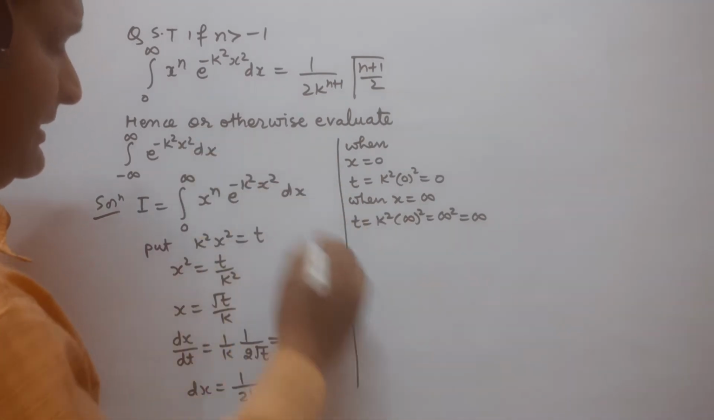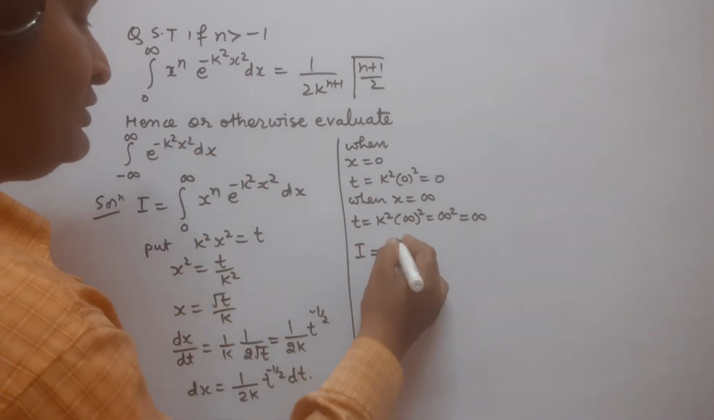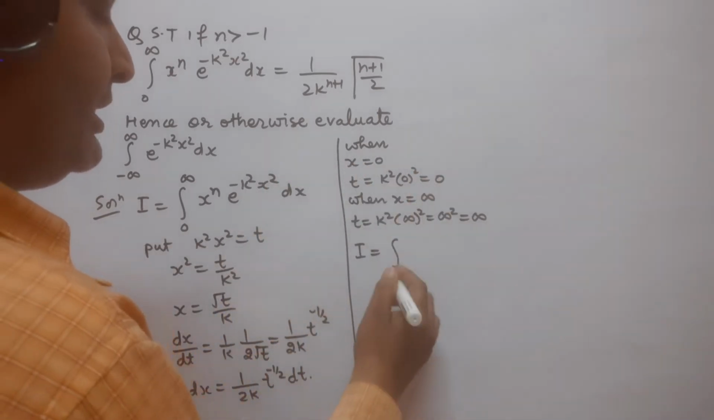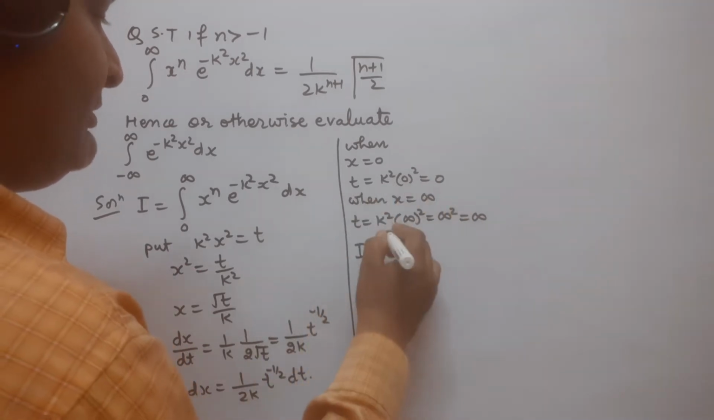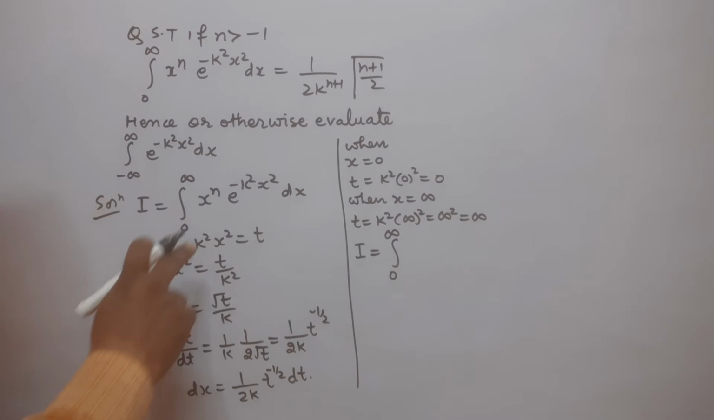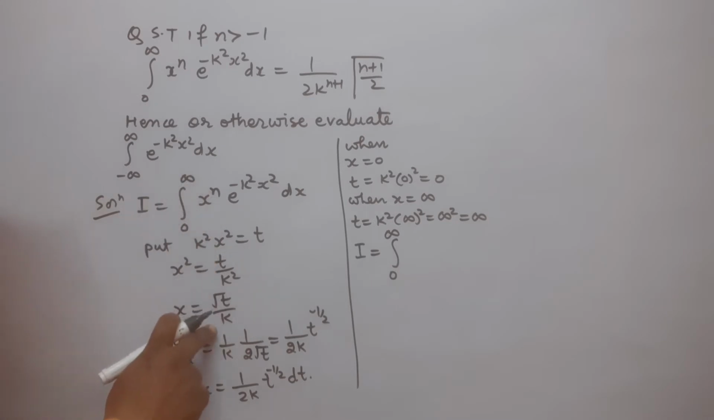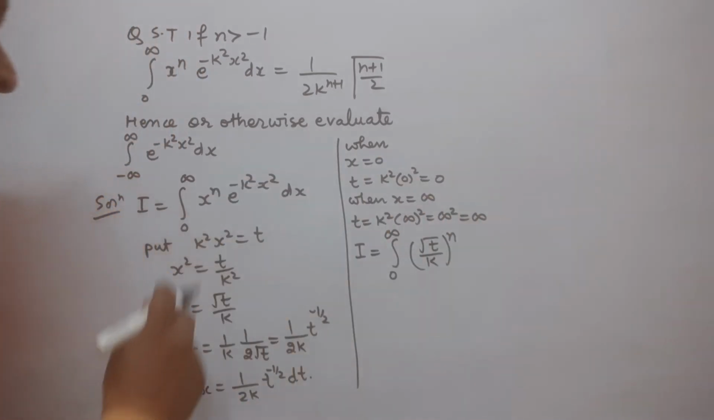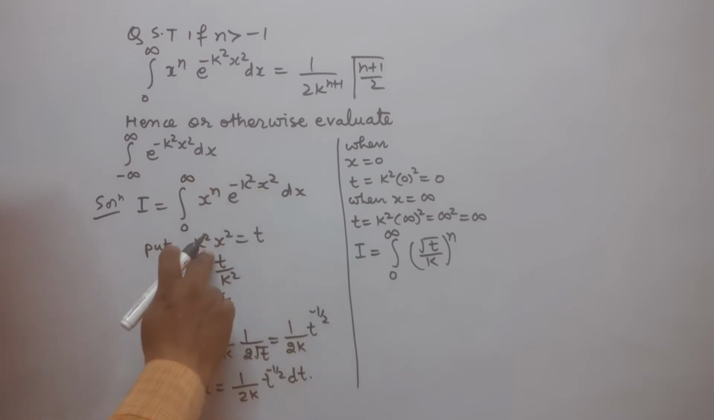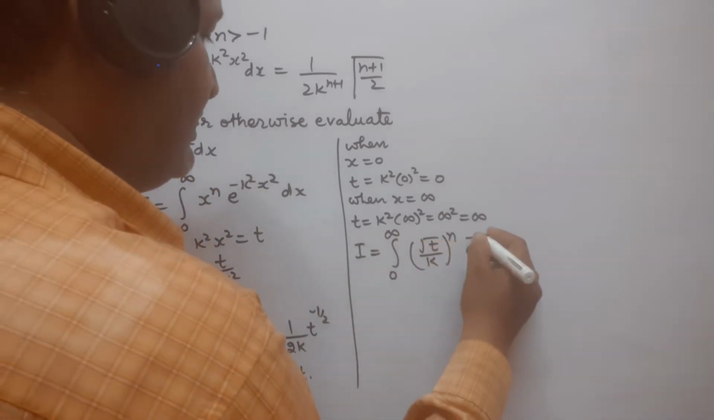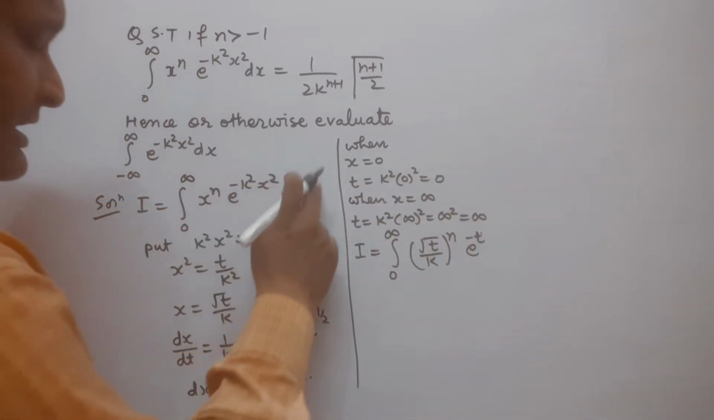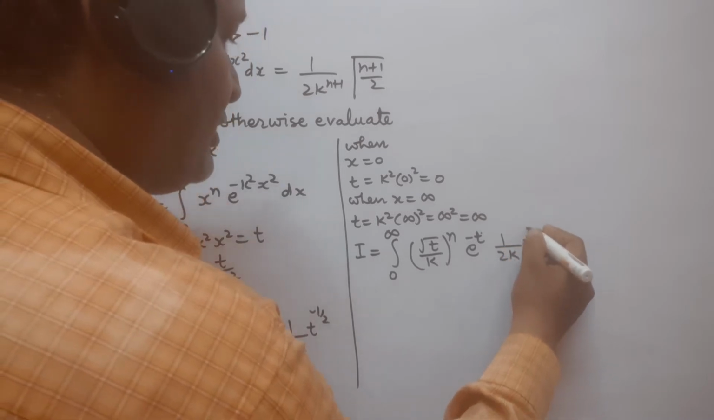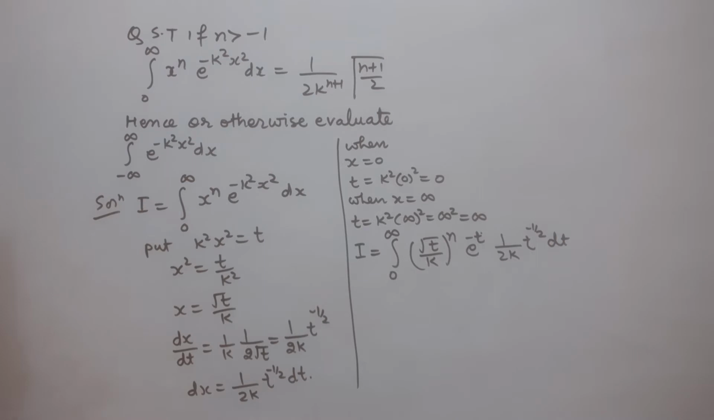For the given integral I, the corresponding limit x equals 0 corresponds to t equals 0, and x equals infinity corresponds to t also infinity. Now we put the value of x, that is root t upon k. So here we put root t upon k whole power n, and in place of k square x square we put t, so e to the power minus t, and dx is equal to 1 upon 2k t to the power minus 1 by 2 multiplied by dt.